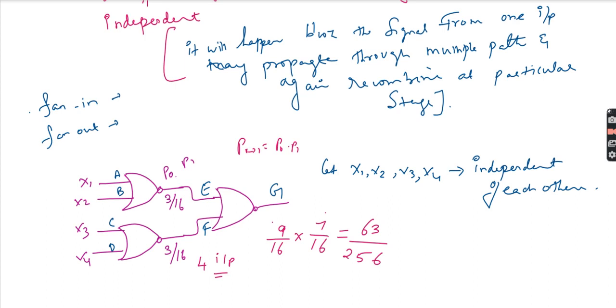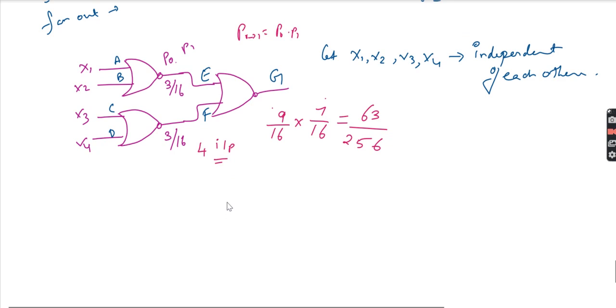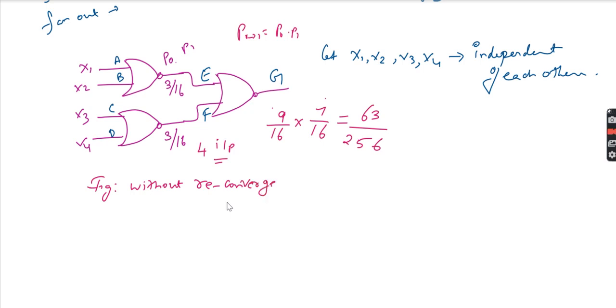Now what I'm doing here is this circuit without reconvergent fan out actually. This circuit is called a circuit without reconvergent fan out. Now you may see the fan out, you may have to write which is the fan out here. This is the fan out actually. This will be your fan out.